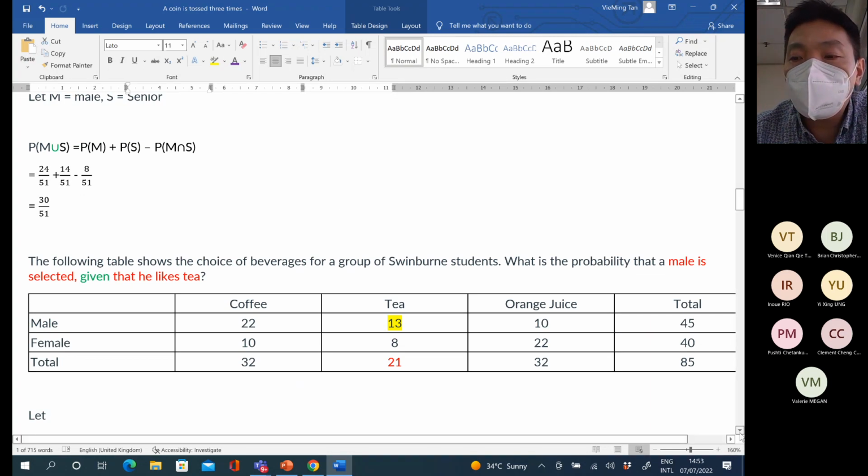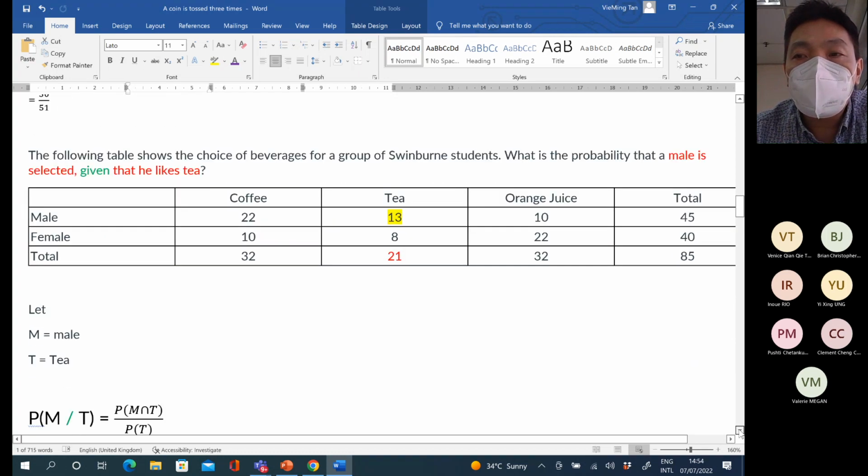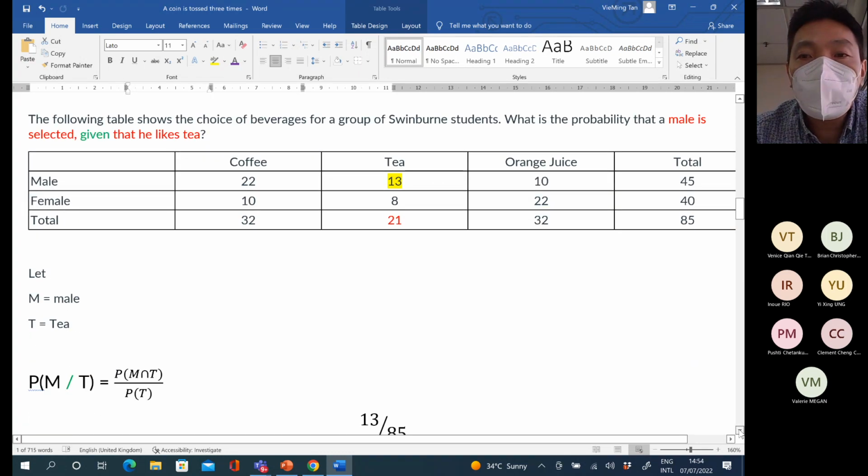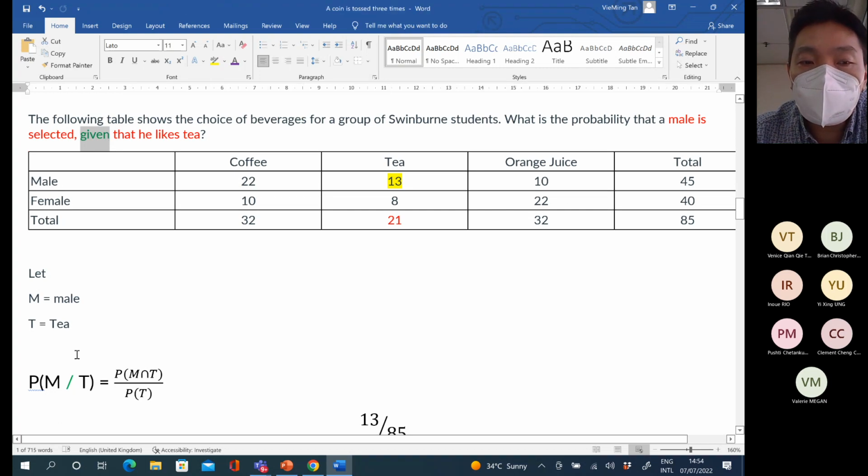Okay, last question for probability. This one is also a joint probability table. So let's say this table is given, whereby the students can be categorized based on gender and also the preference drink among the students. So this question is looking for the probability a male is selected given that he likes T. So this is a very important keyword here. Given. Given, we have to use the slash symbol to represent given. Given means if.